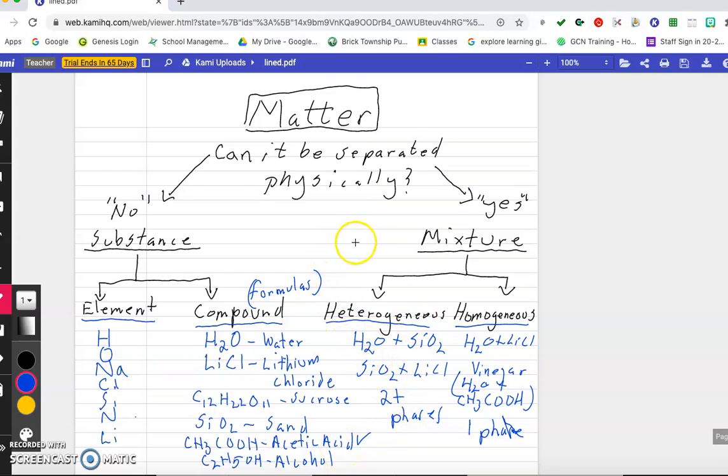So that's the matter table. There's your four different parts: element, compound, heterogeneous, homogeneous. So anything you can grab on our planet will fit into one of these categories somehow, some way. Start looking at things. If they can be separated physically using the physical properties, it's a mixture. If it does not, it's a substance. So that's it.